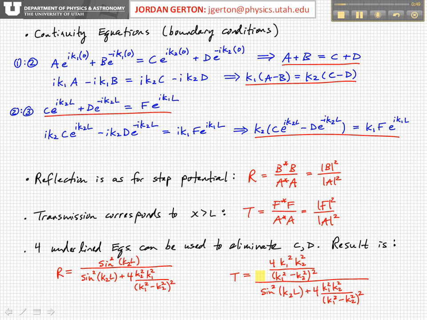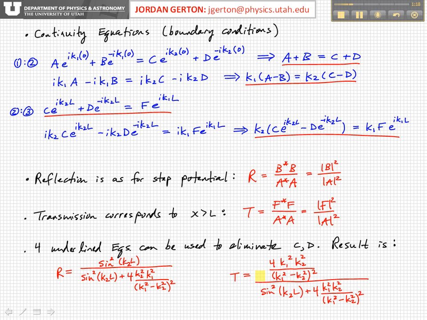Another way of saying that is, what's the ratio of the intensities? What fraction of the incident intensity is reflected? That is, how many particles per unit time are reflected per particles per unit time that are incident. Okay, so that's how you interpret that.